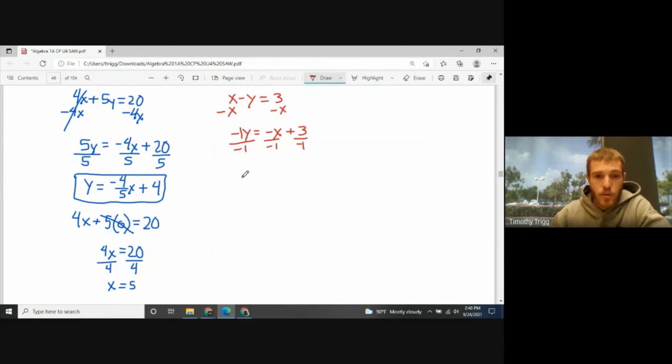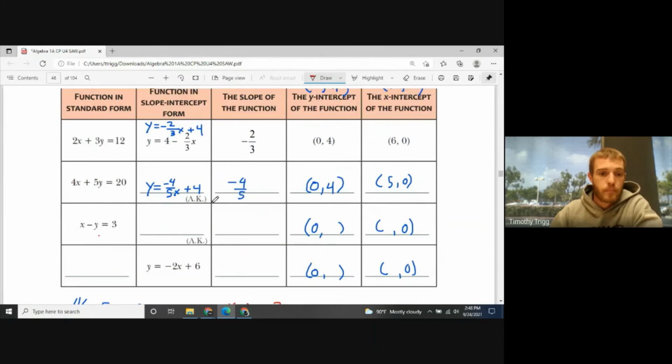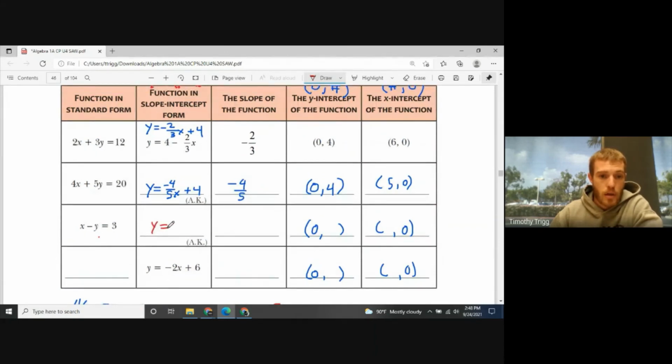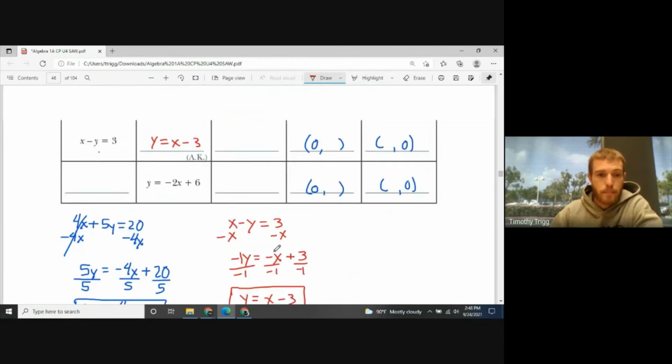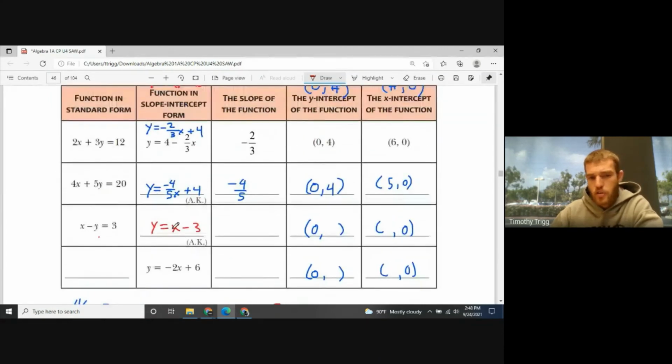This will make that into a positive y. That's good because negative over negative is positive. But that also changes both of their signs. So this -x over -1 is now positive x. And this will become a -3. So now we are in slope-intercept form. y equals mx plus b. y equals x minus 3.